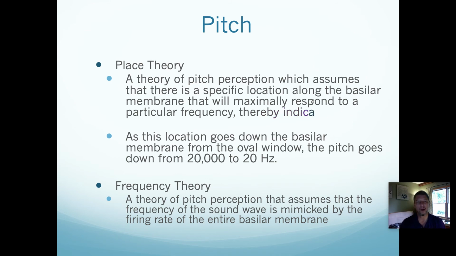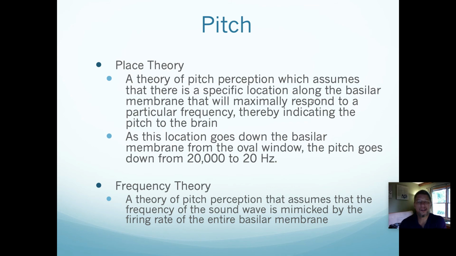All right, so the place theory is a theory of pitch perception, which assumes that there is a specific location inside the cochlea or along the basilar membrane that maximally responds to a particular frequency. And then that particular group of hair cells sends a signal to the brain, and the brain says, "Oh yeah, that's Elmo," or "Oh yeah, that's Darth Vader."